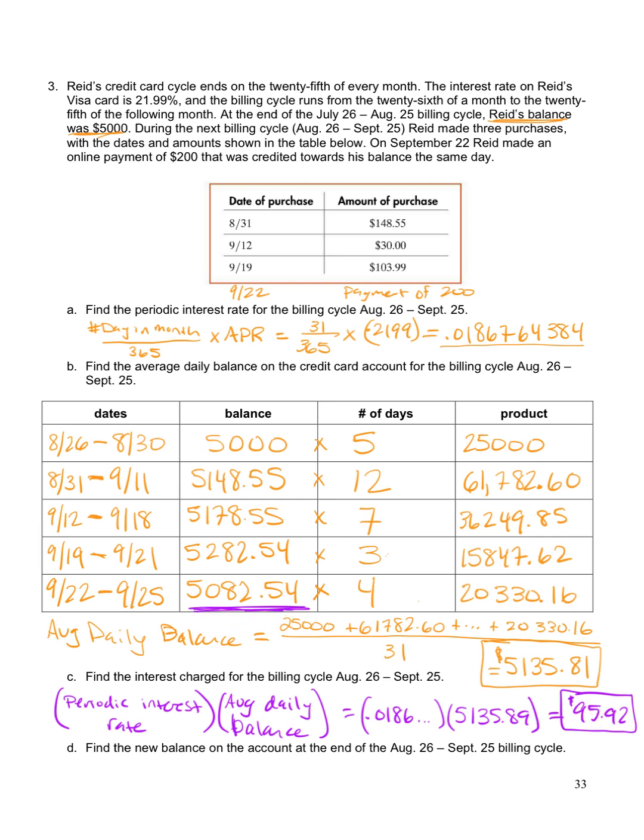So I'm going to take my $5,082.54. Add on my finance charge of $95.92, and I get $5,178.46.